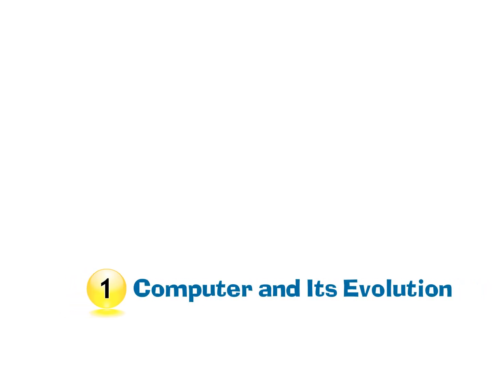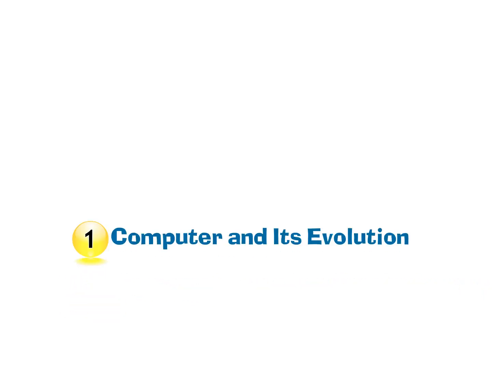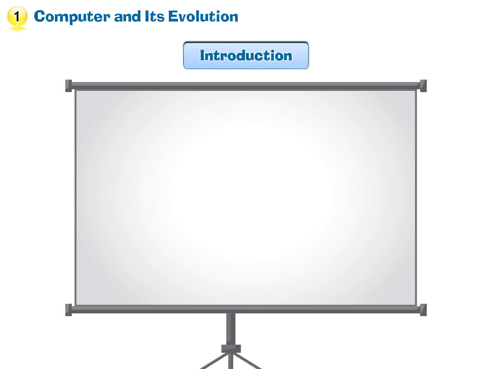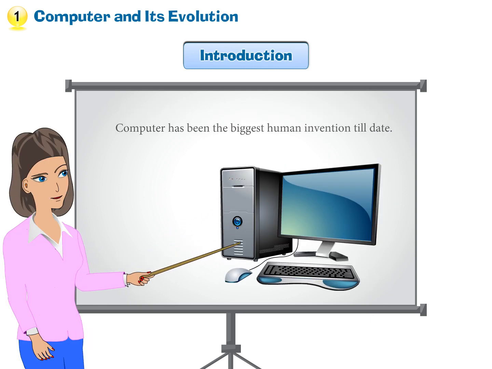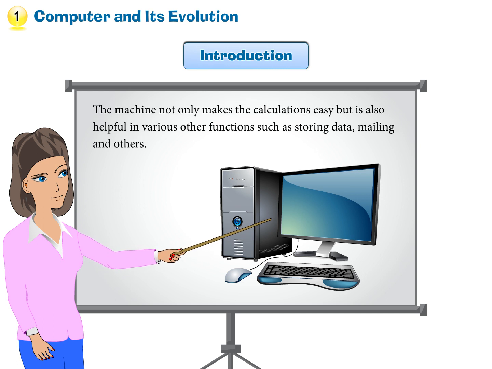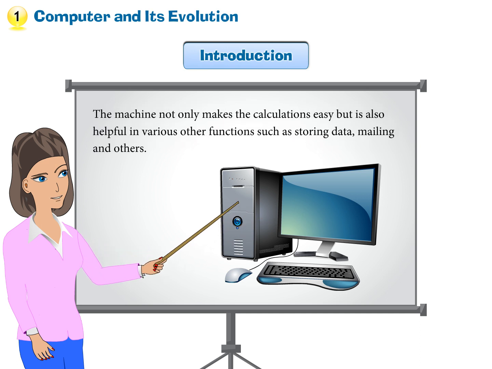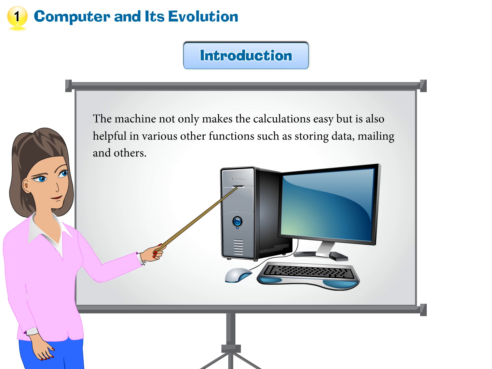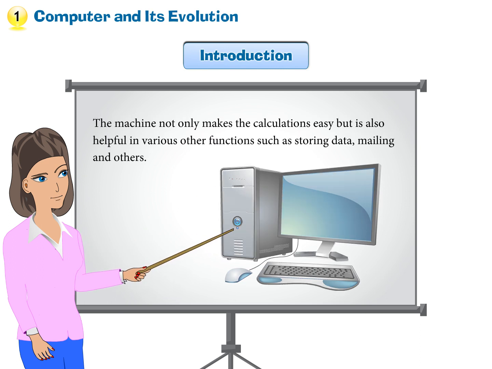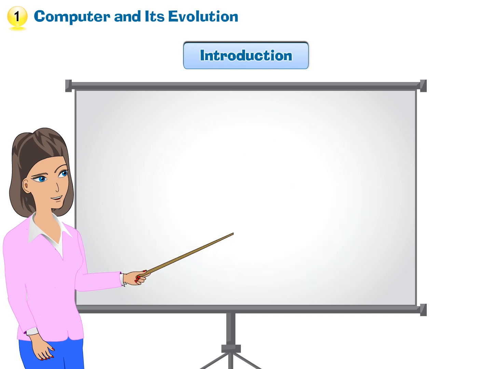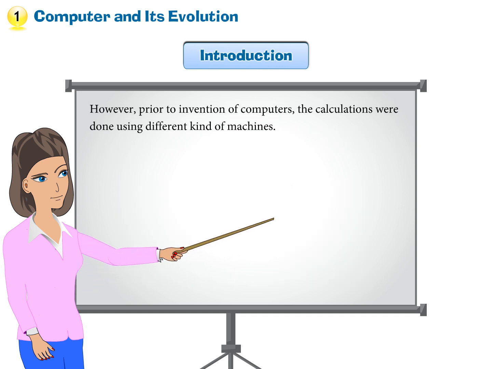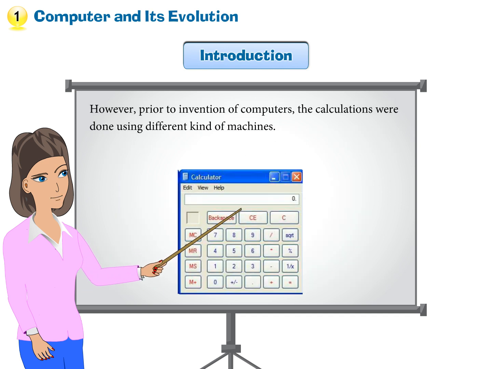Chapter 1: Computer and its Evolution. Introduction. Computer has been the biggest human invention till date. The machine not only makes the calculations easy, but is also helpful in various other functions such as storing data, mailing and others. However, prior to the invention of computers, the calculations were done using different kinds of machines.